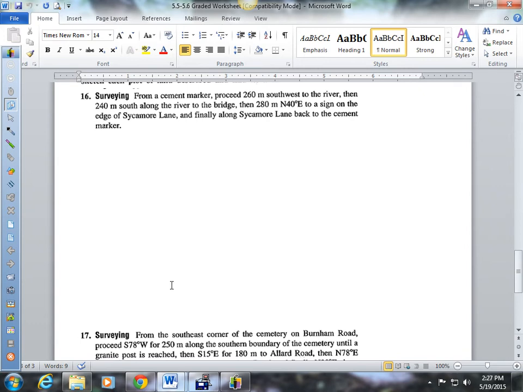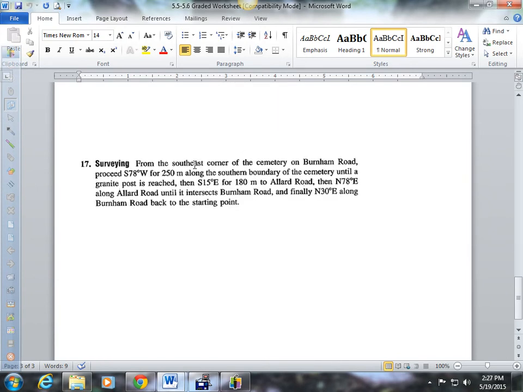This one says, from the southeast corner of the cemetery on Barnum Road, proceed south 78 degrees west. So we're again going southwest, 250 meters along the southern boundary of the cemetery until a granite post is reached. Then south 15 degrees east. So we're going to go southwest, then southeast, for 180 meters to the Allard Road, then north 78 east along the Allard Road until it meets the Burnham Road, and then north 30 degrees east until we get back to our starting point.